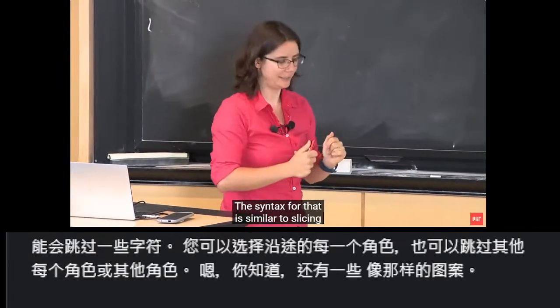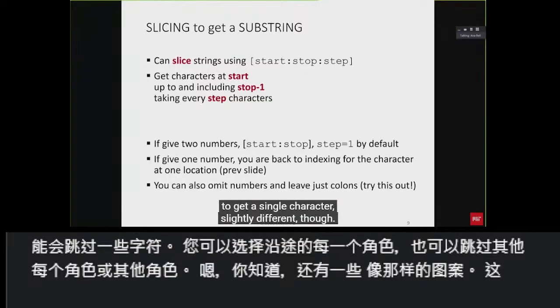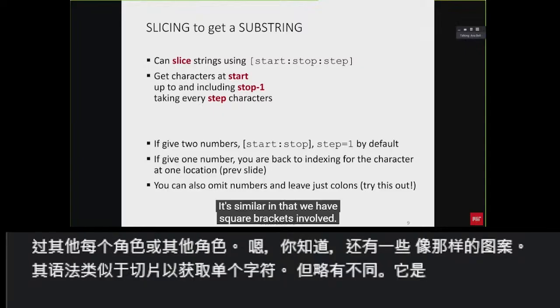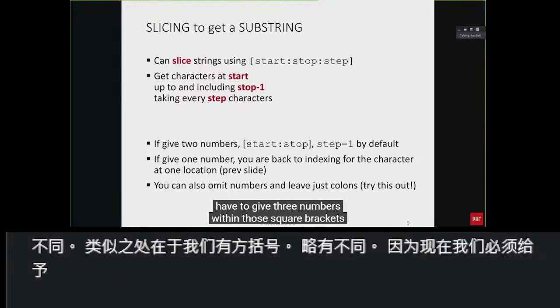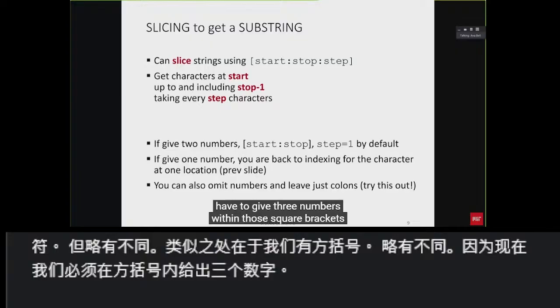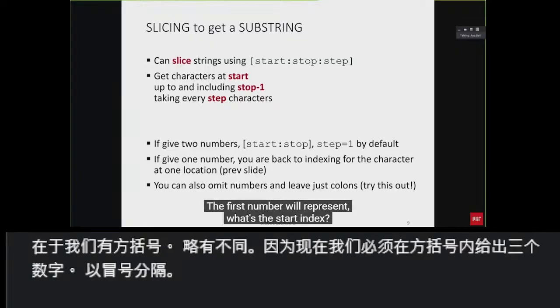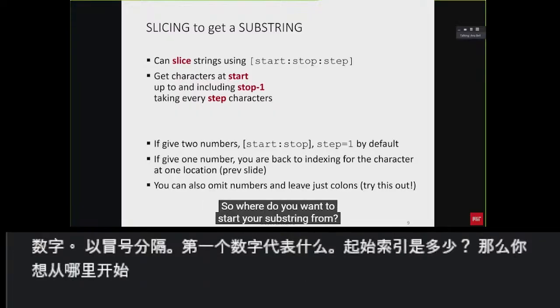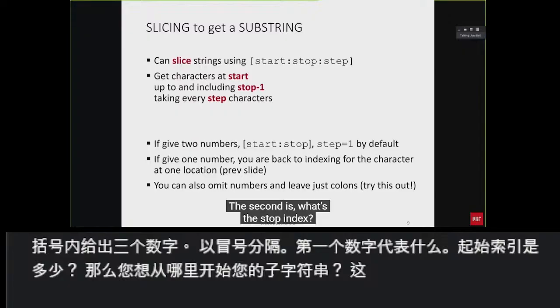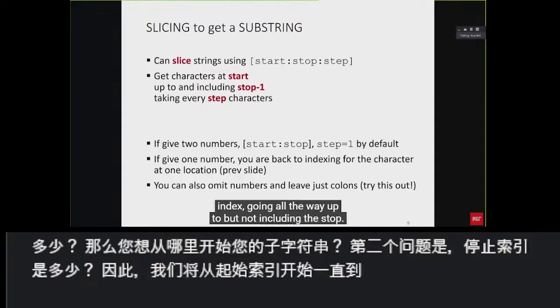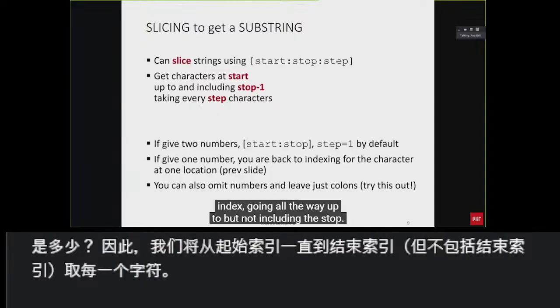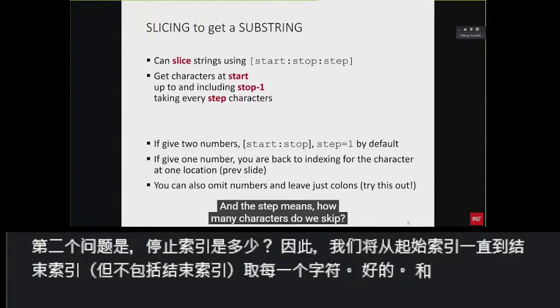The syntax for that is similar to indexing to get a single character. Slightly different though. It's similar in that we have square brackets involved. It's slightly different because now we have to give 3 numbers within those square brackets, separated by colons. The first number will represent what's the start index. So where do you want to start your substring from? The second is what's the stop index. So we're going to take every character from that start index, going all the way up to, but not including the stop. Okay? And the step means how many characters do we skip.